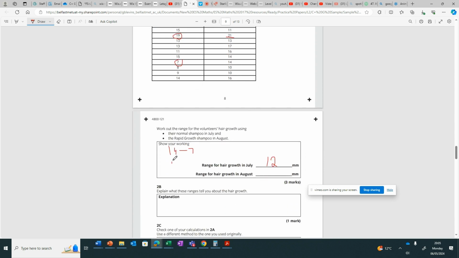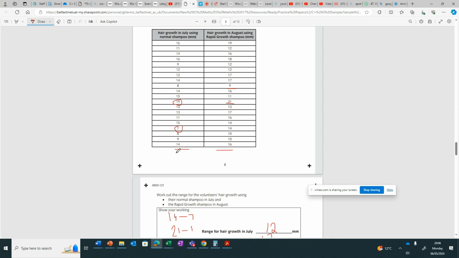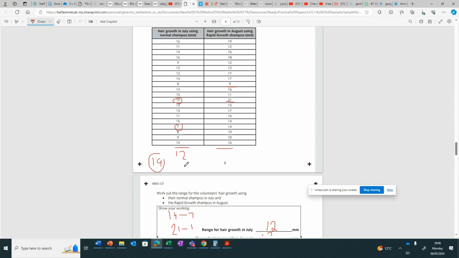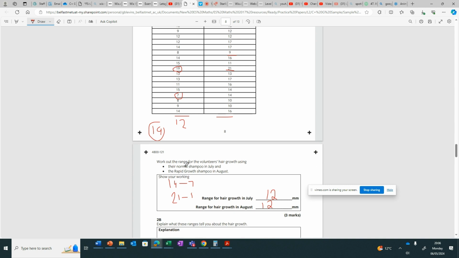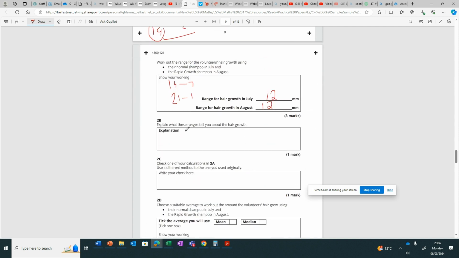What does the range tell you about hair growth? Well, the range tells you if hair growth is consistent or inconsistent. So in July, the range was 12. Well, 12 is quite high. The biggest number is 19, so 12 is reasonably close to that. So you'd say the range was high, which means the hair growth was inconsistent. Over here, the range is also 12. The biggest number is 21, so not as inconsistent as this month, but still inconsistent. So I'd say both months are inconsistent as the range is high.